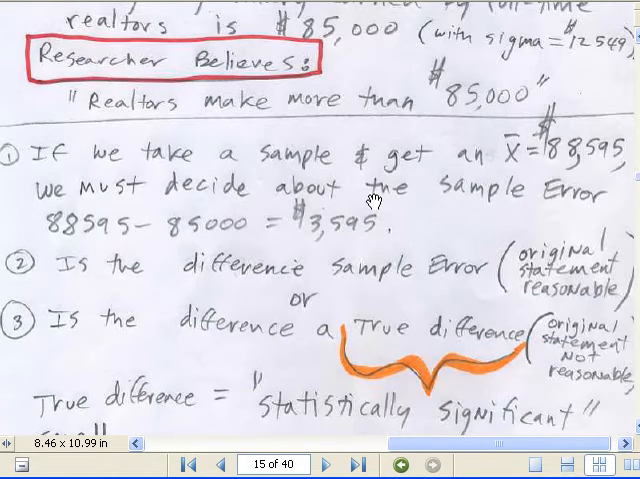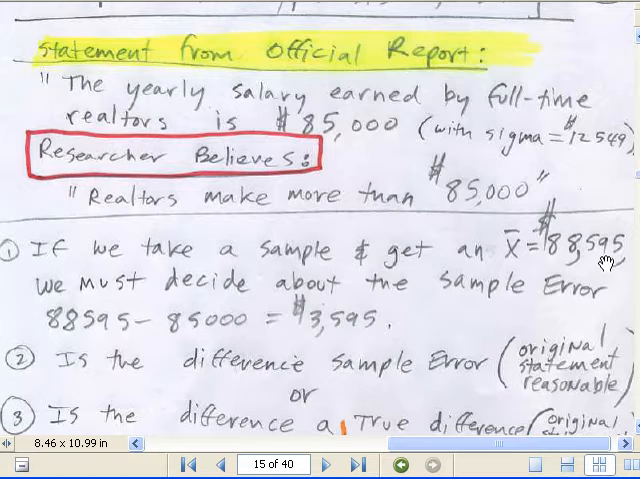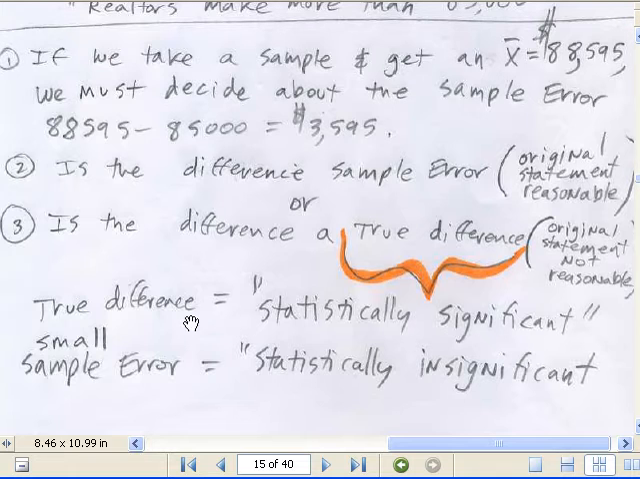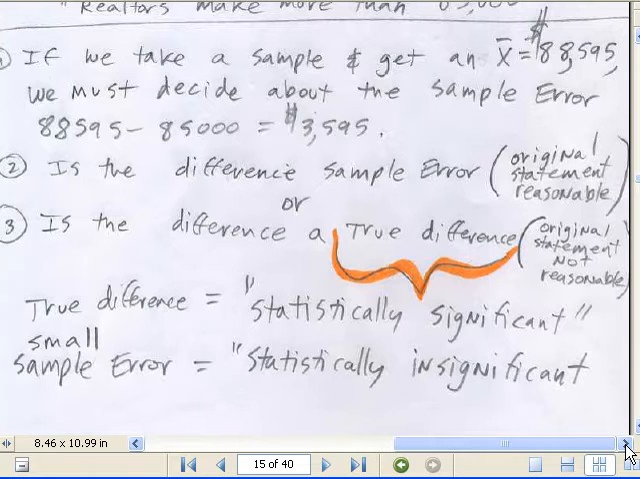Now again, if we were to take a sample and get 88,595, right? There's a huge difference between what the original claim was and what our sample x bar is. That difference is called sampling error. And our job is to find out if it is a true difference, which would mean statistically significant, or some small sampling error that's not statistically significant.